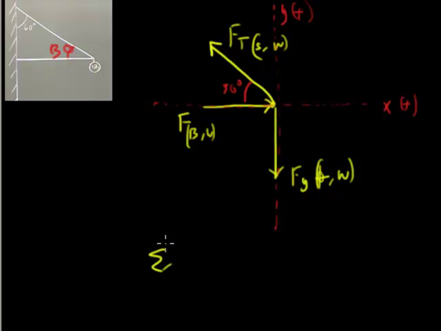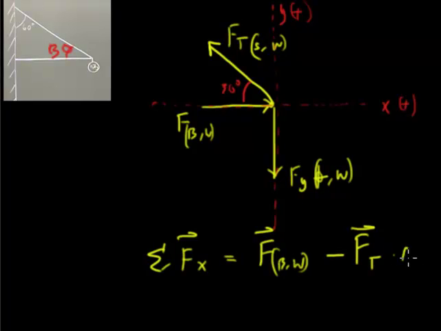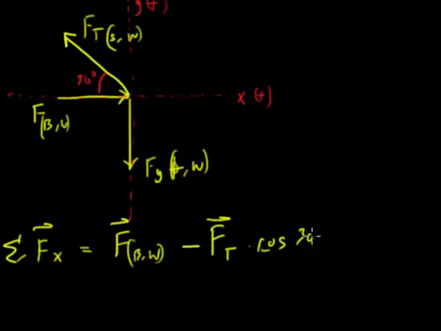Sum of all forces in the x direction is going to be equal to, well, if positive is to the right, we're going to have all of force B on W here. B on W. And we are going to have part of the tension force. So minus force tension. But the part of the force tension that's going to be on the x-axis is going to be force tension times cosine of 30 degrees, because the x-axis component lies adjacent to the 30-degree angle.